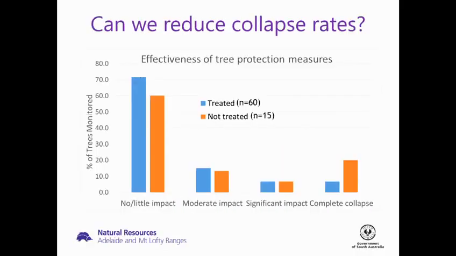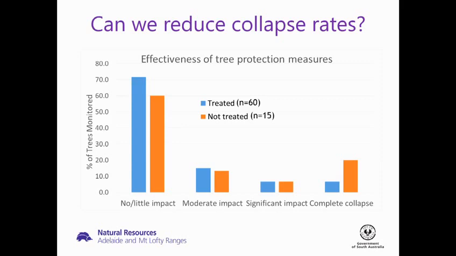So if we look at some results, can we reduce the collapse rates? It looks like yes, we can. We've got the percentage of trees that we monitored here and the degree of impact from pretty much no impact through to complete collapse of a tree. And so these are the trees that we didn't remove fuels from around the base of, and these are the ones that we did. So about 20% of trees were collapsing that weren't treated, and 7 to 8% of the ones that we did. So it's great to see that reduction.